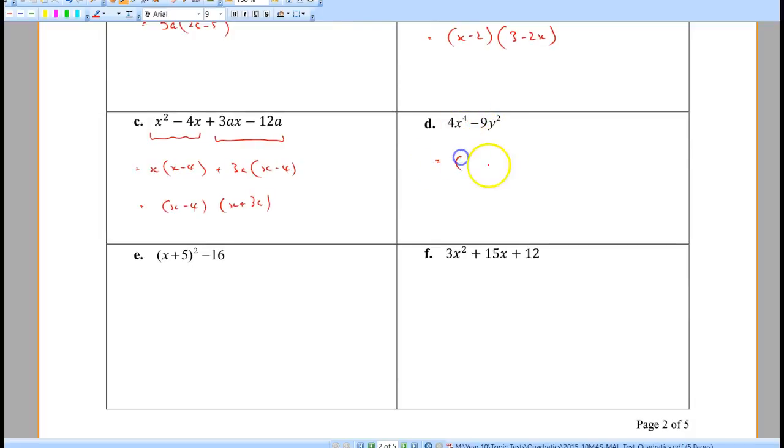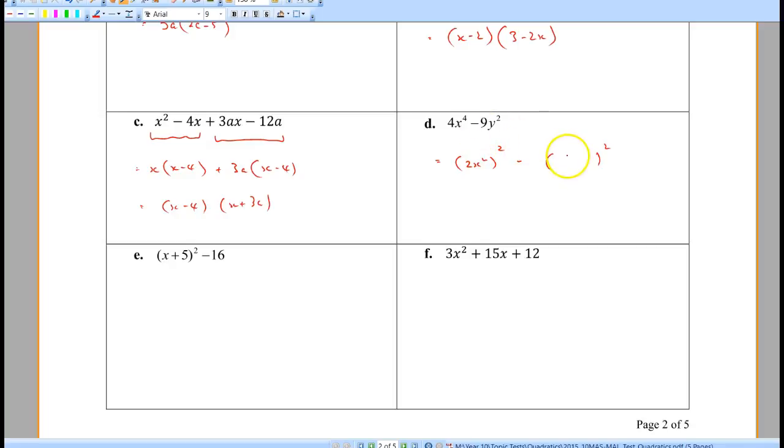4x to the power of 4. That's a square. So whenever you see two terms separated by, importantly, a minus sign, then we're definitely looking at a difference of two squares. And your job is to find out what's being squared. What squares to 4x to the power of 4? Actually, it's 2x squared, isn't it? The 2 squares to 4, and the x squared squares to x to the 4.